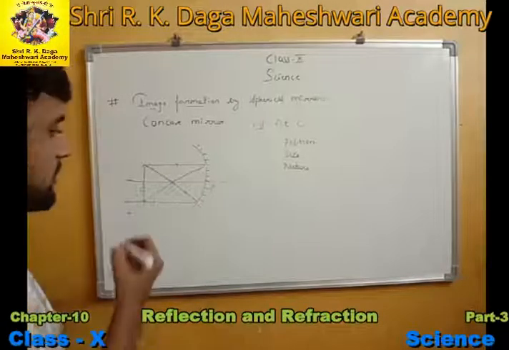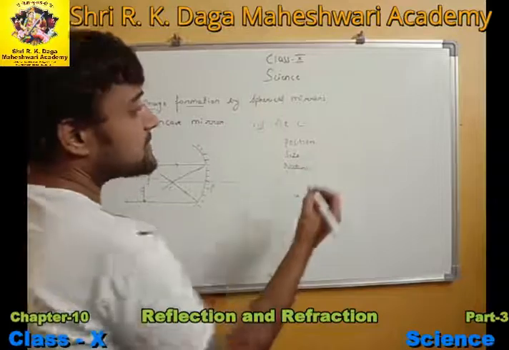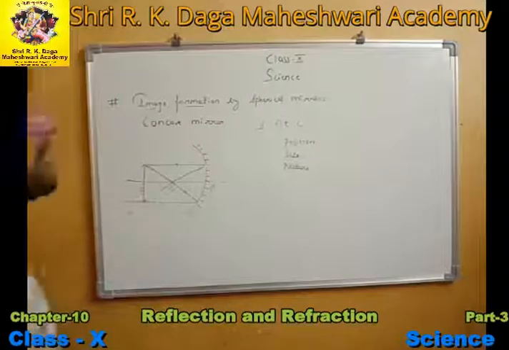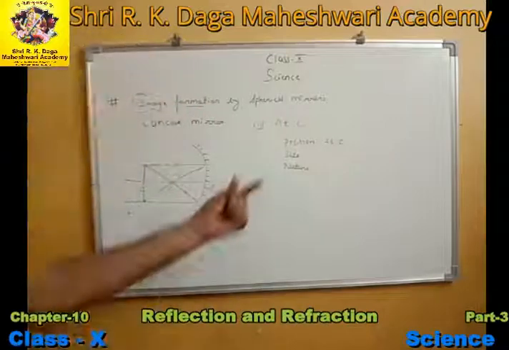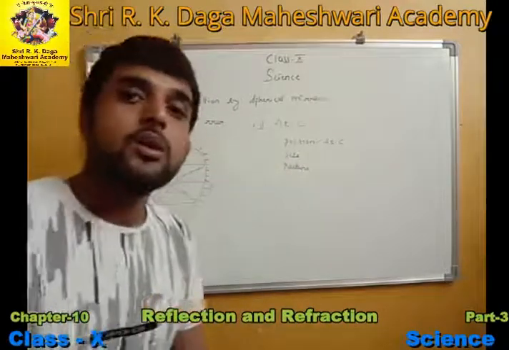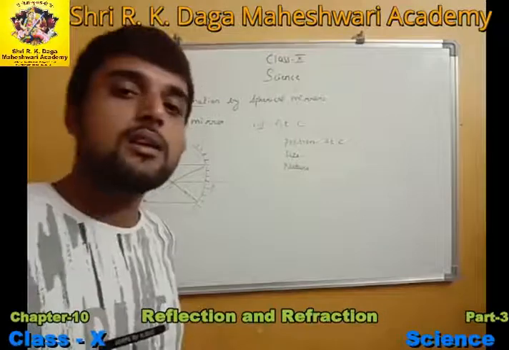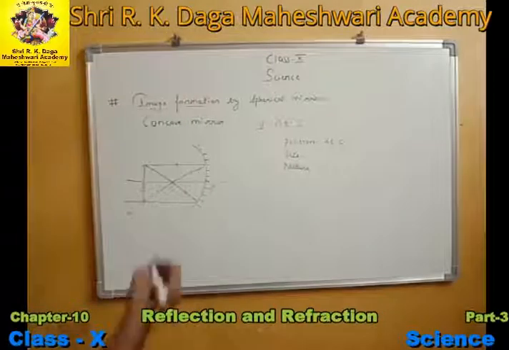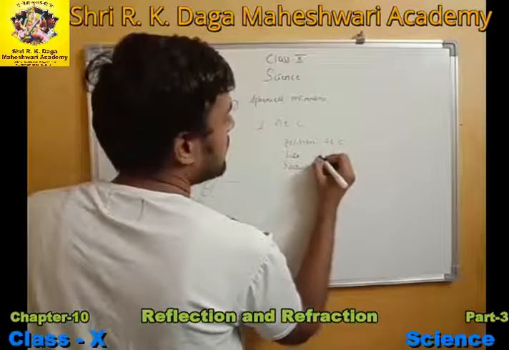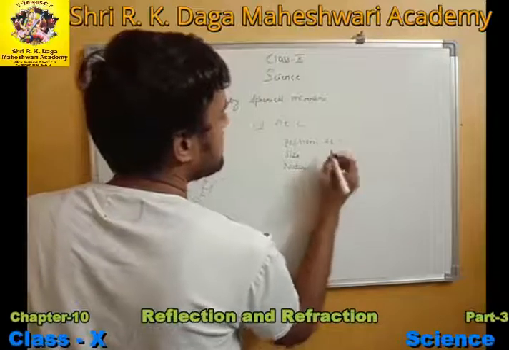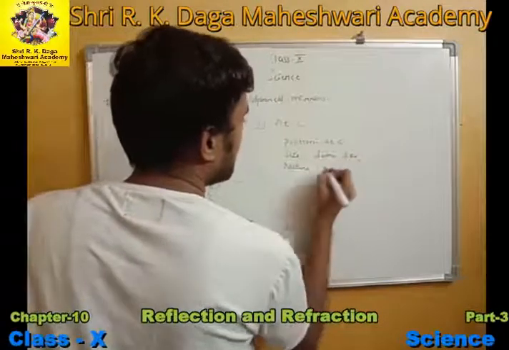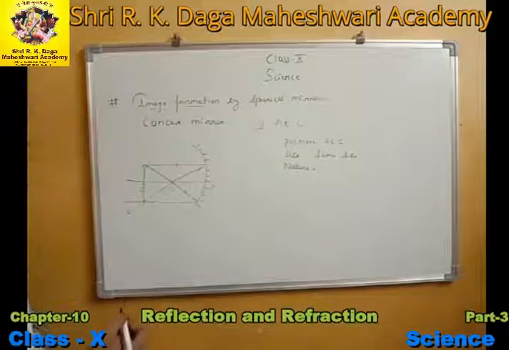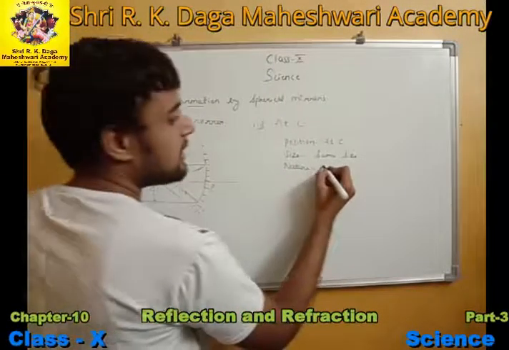Okay, as you can see, what is the position of the image formed? The position is at C, right? This means when our object is at the center of curvature, where will the image be formed? At the center of curvature itself, right? What is the size of the image formed? The image formed is of the same size. What is the nature of the image formed? It is also real and inverted.